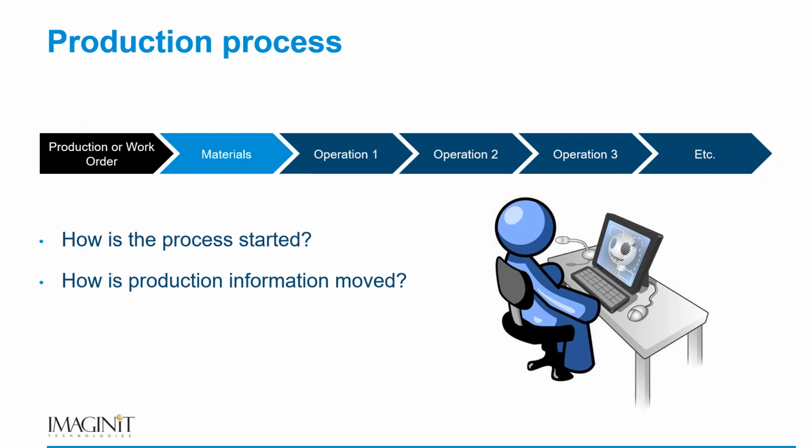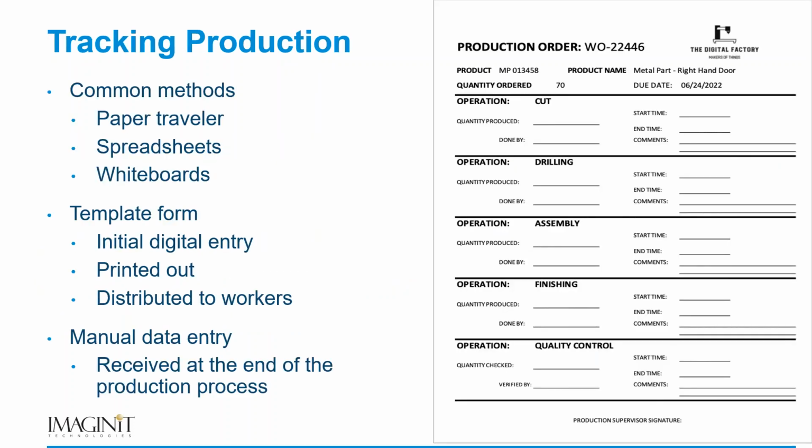Is it on paper? Is it via emails? Is it Excel spreadsheets? All of these are things that we see being used in industry today. And then how is it tracked? How well are we doing with this information? Are we accomplishing what we want to accomplish? And are we doing it efficiently? How much scrap are we producing? How much rework are we producing?